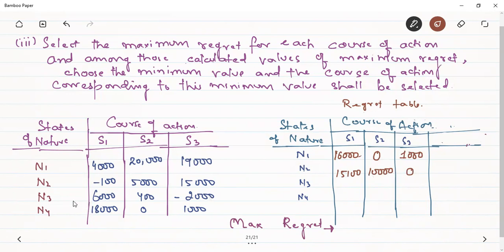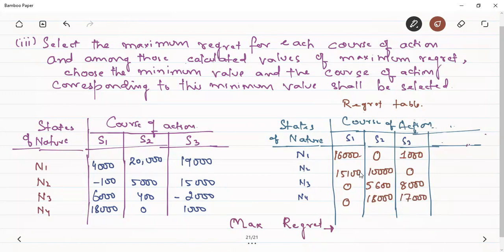In the third state of nature row, the highest payoff is equal to 6,000. Therefore, 6,000 minus 6,000 will be equal to 0. 6,000 minus 400 will be equal to 5,600, and 6,000 minus 2,000 will be equal to 4,000. Finally, in the fourth row, the highest payoff is equal to 18,000. Therefore, 18,000 minus 18,000 will be 0, 18,000 minus 0 will be equal to 18,000, and 18,000 minus 1,000 will be equal to 17,000.